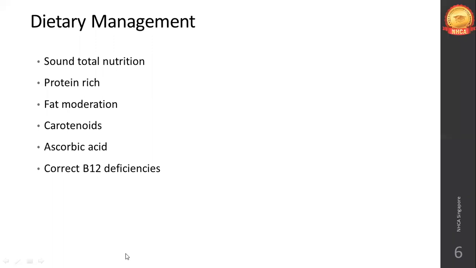Correct B12 deficiencies, specifically if they're vegan or vegetarian, through supplementation. Gas forming food has to be completely avoided. Certain vegetables which are strongly flavored, or which have sulfur, like cabbage, cauliflower, onions, turnips, fried fruit, strongly flavored food tend to be gas formers. Avoid that. Large meals have to be avoided.